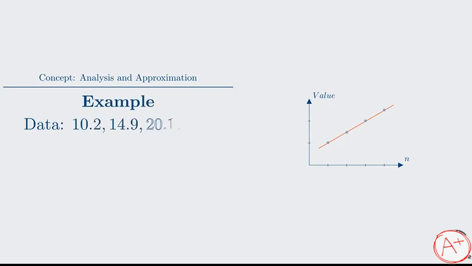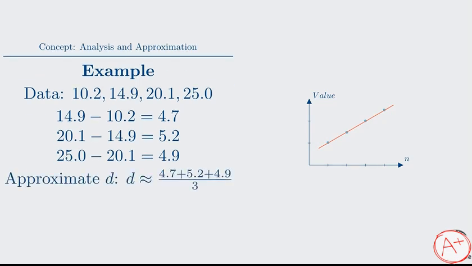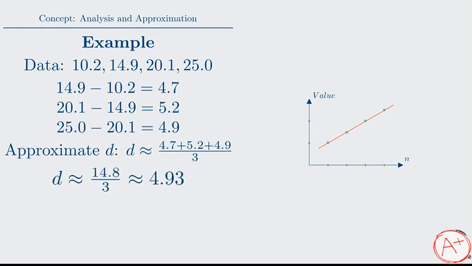Suppose we have the data points 10.2, 14.9, 20.1, and 25.0. To find an approximate common difference, we calculate the differences between each pair of terms. We get 4.7, 5.2, and 4.9. We then find the mean of these differences. By averaging these, we find an approximate common difference of 4.93, which we can then use to predict future values in the sequence.